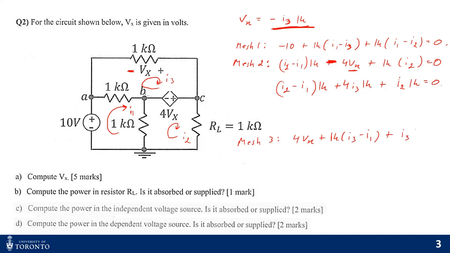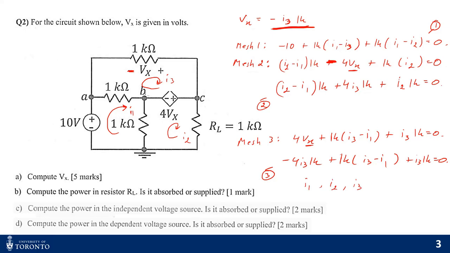I3 1K is equal to 0. So now I'm going to replace Vx by this minus I3 again. So it's going to be minus 4 I3 1K plus 1K I3 minus I1 plus I3 1K is equal to 0. So you have 3 equations, 3 variables. Solve the 3 variable equations and find I1, I2, and I3 in this case.